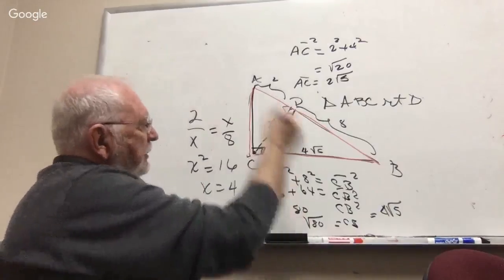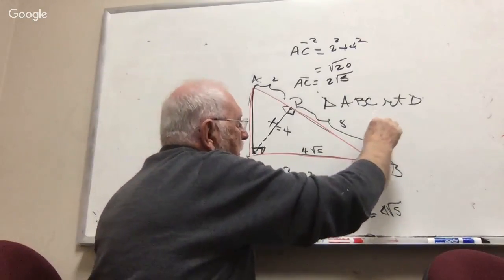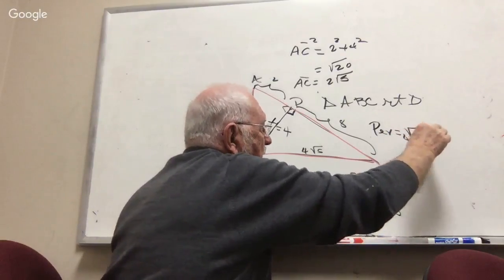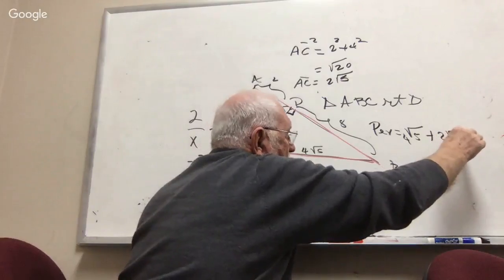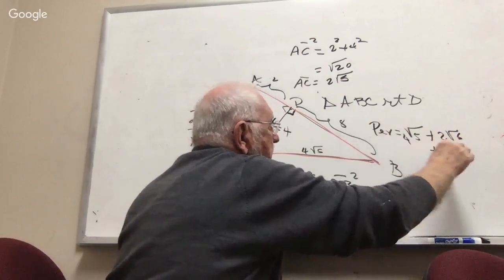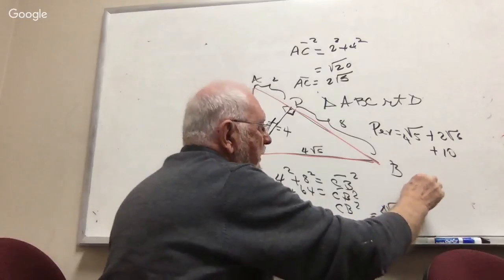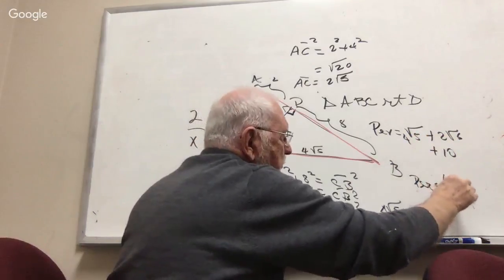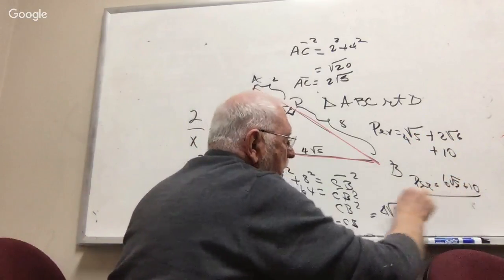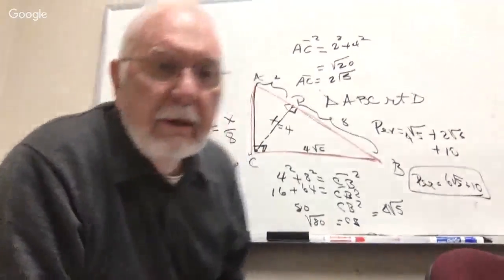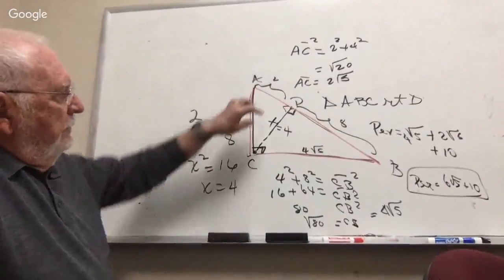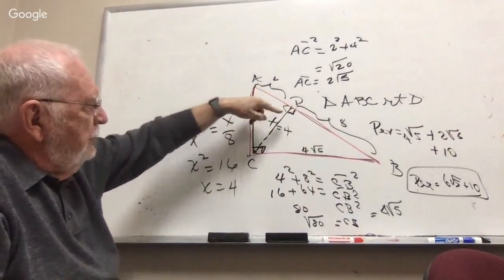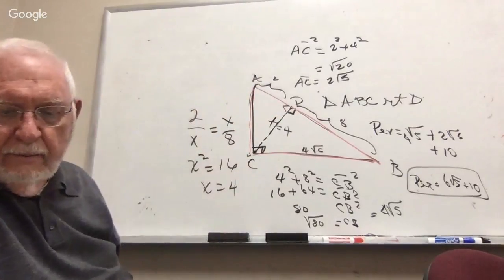So the perimeter then becomes 4 times the square root of 5 plus 2 times the square root of 5 plus 10. Or you could write that the perimeter is 4 plus 2, which is 6, times the square root of 5 plus 10. Now, that's a little bit of doing. But the trick to all that doing is remembering this relationship between these two similar triangles.